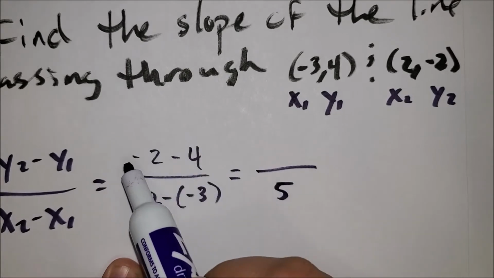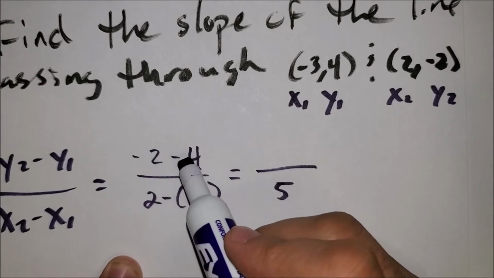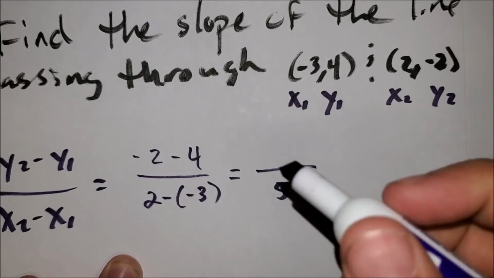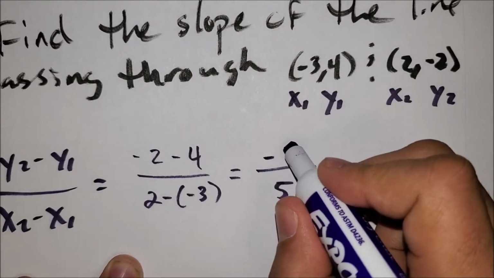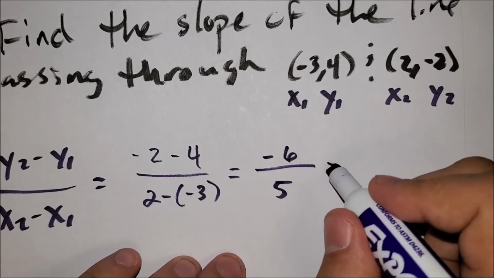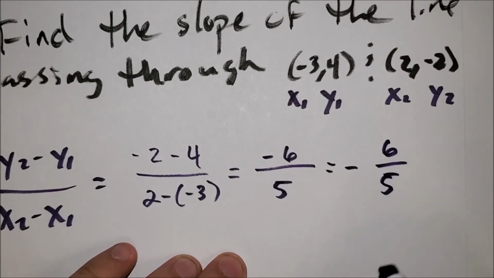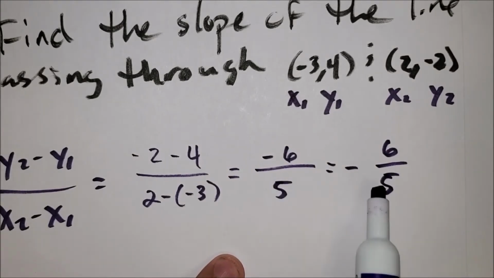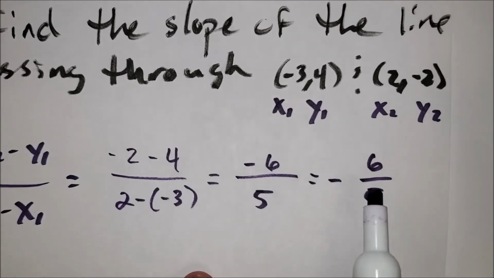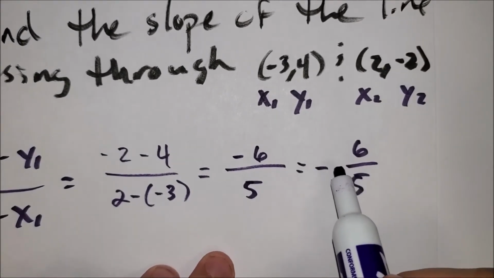And then here we've got a -2 minus 4, so it becomes more negative because it's subtracting a positive. So this becomes -6. And we can simply write this as negative and then 6 over 5. Both of these are correct. It's just good to know that it's safe for you to bring the negative out to the side.